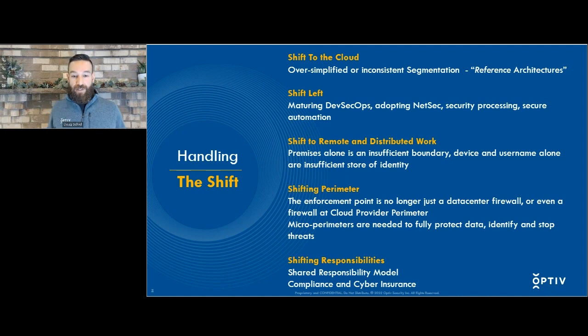Another shift we're dealing with is the shifting perimeter, or the fact that perimeters don't really traditionally exist anymore in the way that we think about them, right? Enforcement points at the firewall in your data center, or just the cloud provider perimeter, is insufficient. And that's particularly true now because we very commonly see threat actors doing land and expand type exercises. That's really how you get C2.